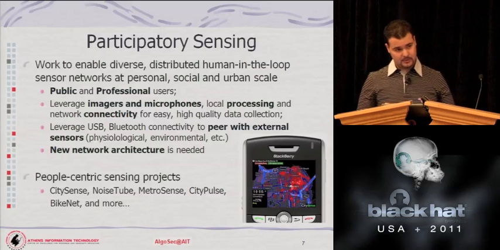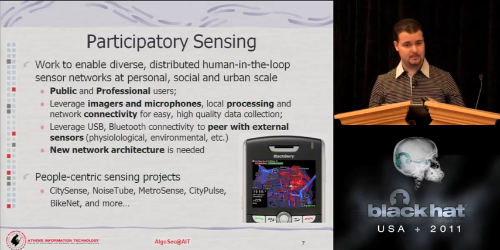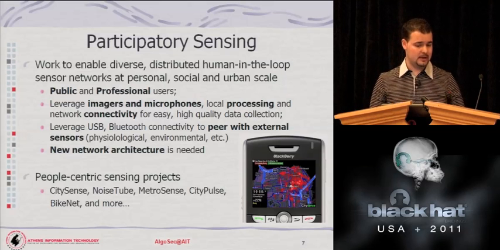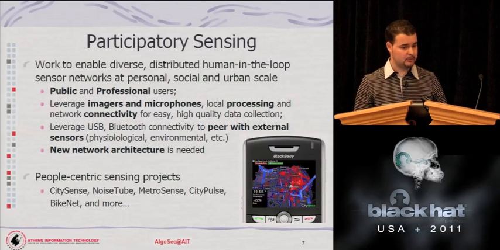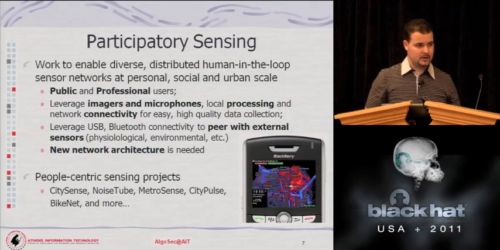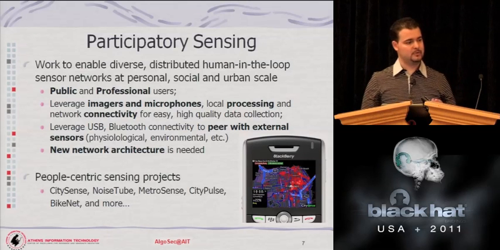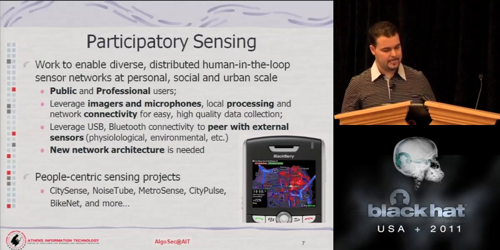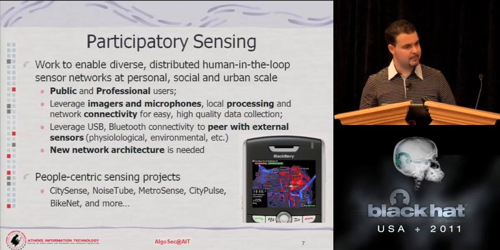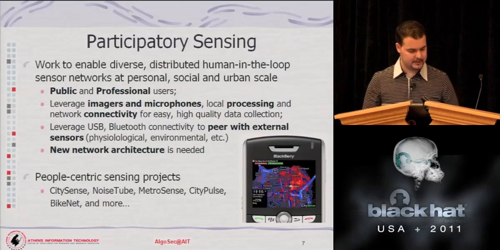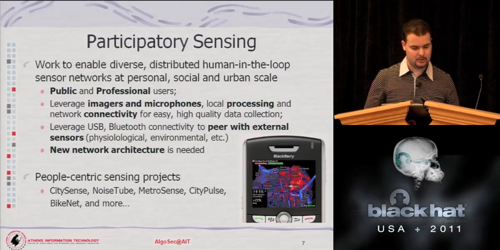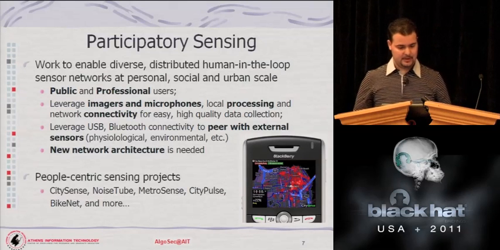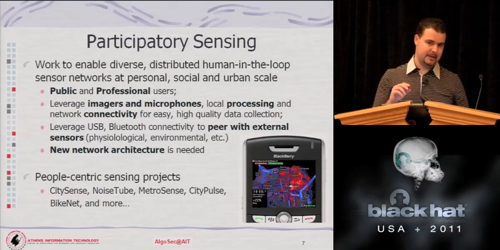So the vision is, by having wireless sensors in the hands of thousands, to be able to deploy human-centric sensor networks for solving urban-scale problems, for example, like public health monitoring. There are a number of such projects, like CitySense, NoiseTube. For example, the first one I think that was produced is the BikeNet, which is a project for bicyclists.